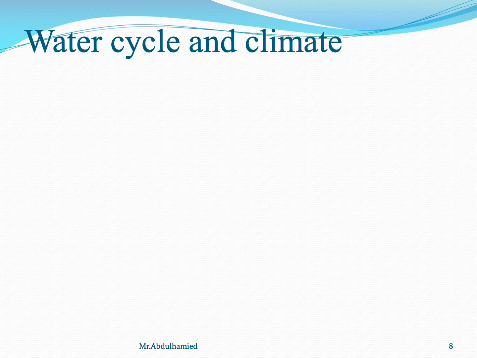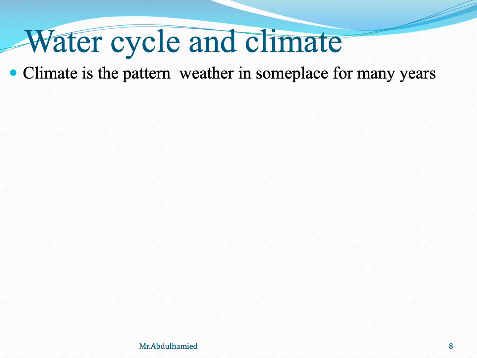So I think now you are able to determine the difference between climate and weather. Climate is the pattern of weather in some place over many years, so it is kind of general. But when we are talking about weather, we are talking about something that happens daily, day by day. For example, I can say that today it's snowy, tomorrow it's sunny, and today is kind of rainy. This is weather.